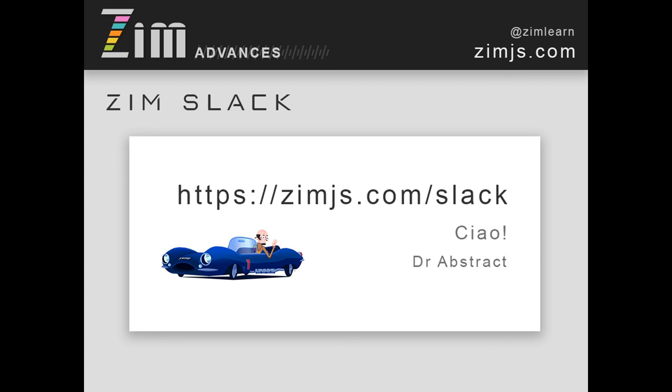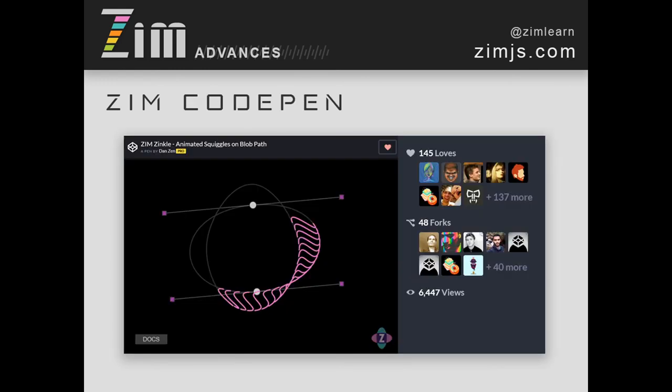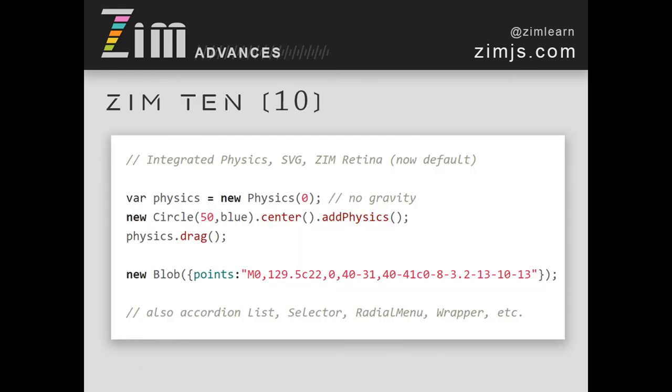We'll probably end at ZIM 10. We were going to go to ZIM 11. We would have called that ZIM Lev. Let me just back up a bit to here. Down below it says we also provided accordion lists, selector, radial menu, and wrapper. It was that wrapper that nearly brought us to ZIM Lev, or ZIM 11.